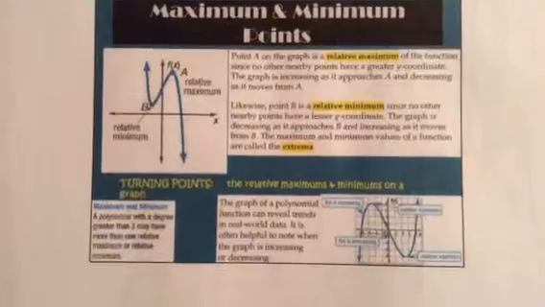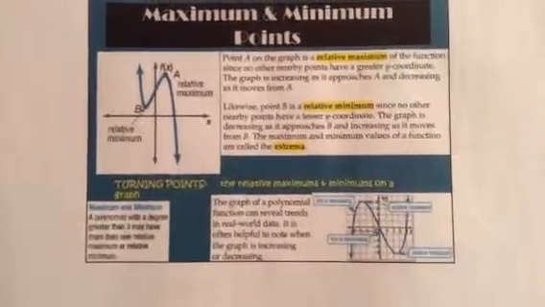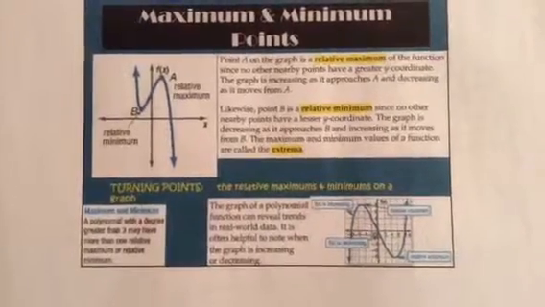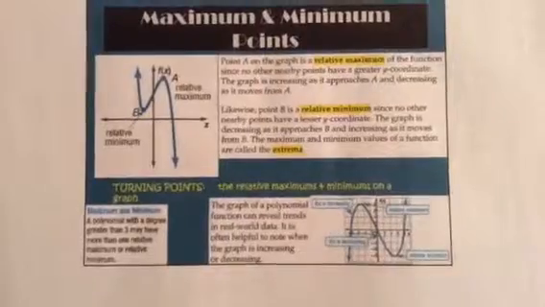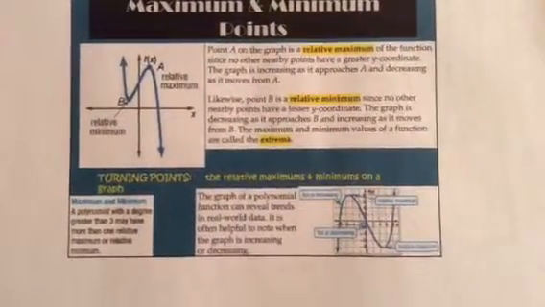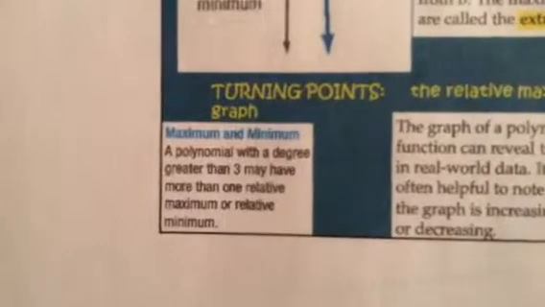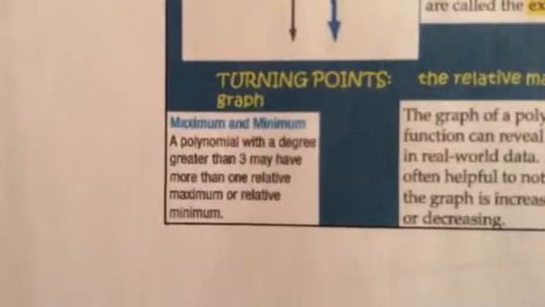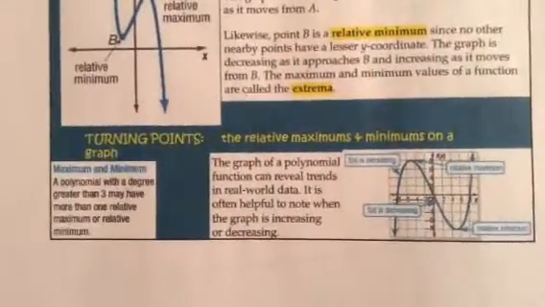So we're going to call them relative maximums, relative minimums, because in their vicinity, they are a minimum. So it's relative to its area. You can see the definitions in the highlighted region. You can read that to yourself. And down here at the bottom left, you see that a polynomial with a degree greater than 3 may have more than one relative max or min. So understand that. And then the definition of a turning point.